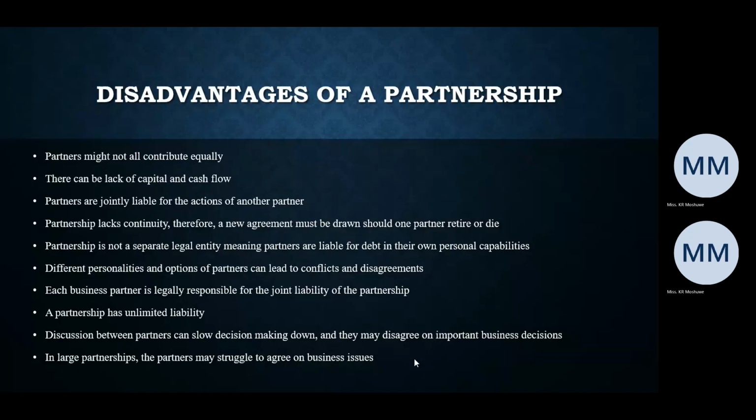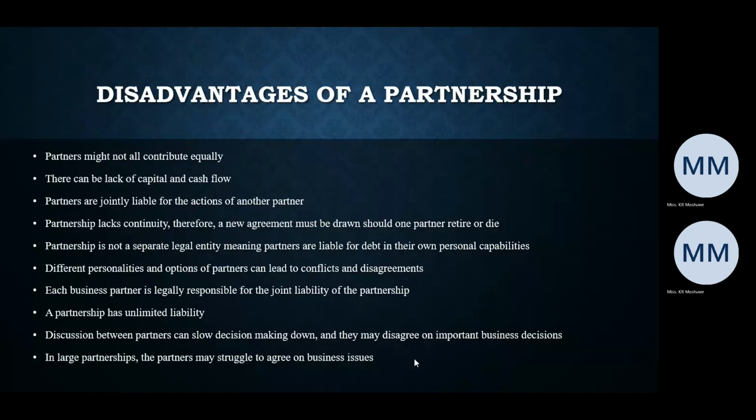Each business partner is legally responsible for the joint liability of the partnership. As mentioned above, whenever a partner does something wrong, which may lead to the company being in debt, everyone is jointly liable for that. Again, here it says partnership has unlimited liability. So they may take your personal assets, your cars, your house, anything to pay up the debt that the company has.